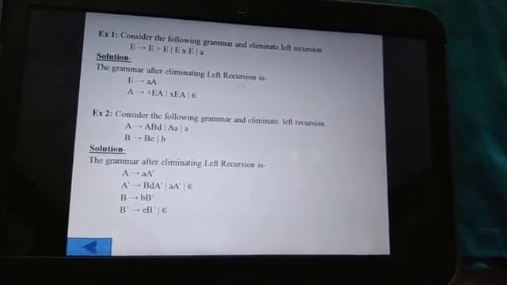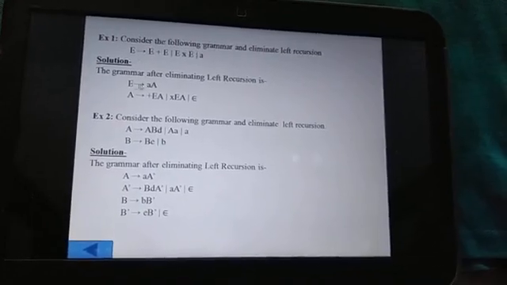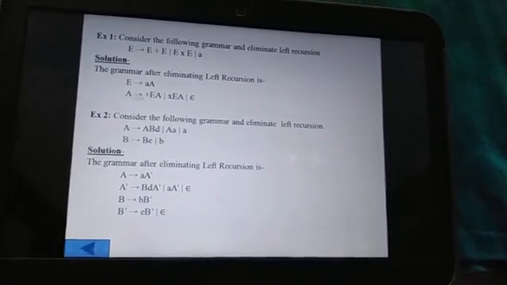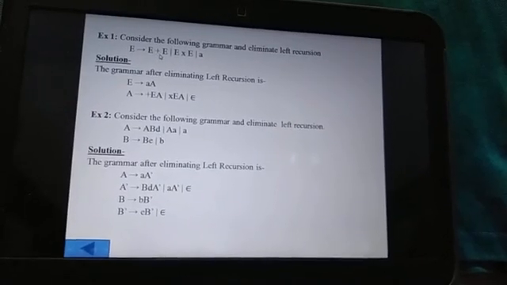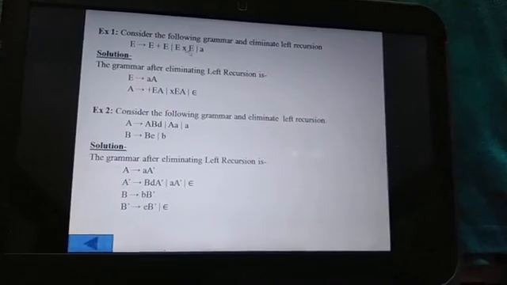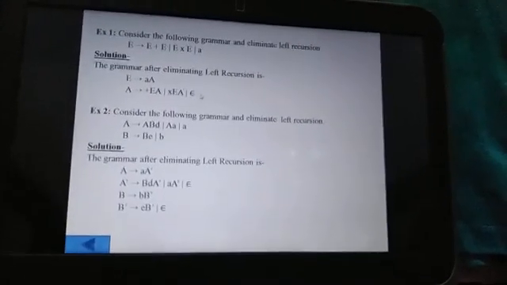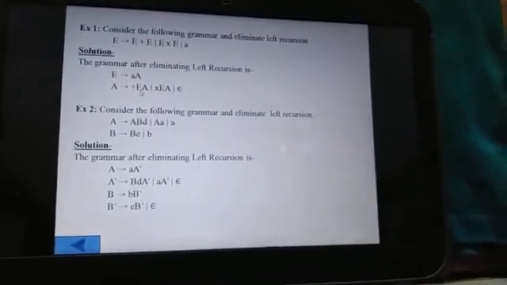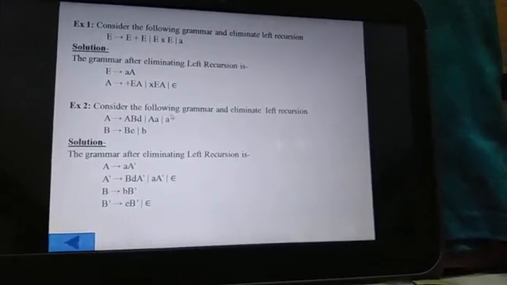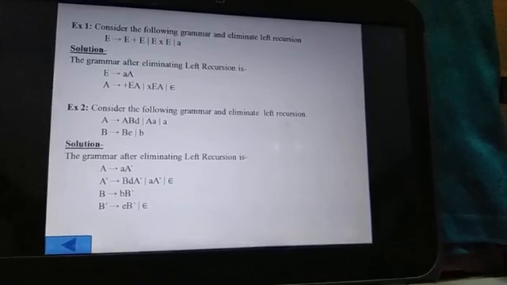So according to that format, A produces beta A dash, and A dash produces alpha A dash, and A dash produces epsilon. Like in the second example, consider the following grammar and eliminate left recursion.